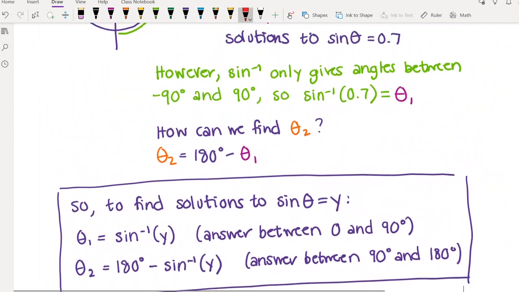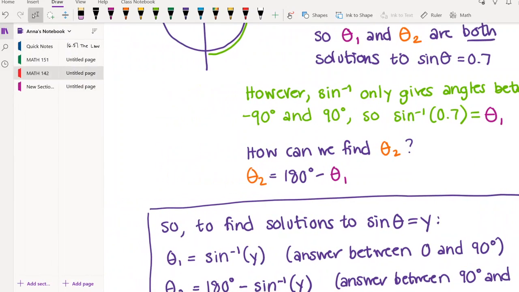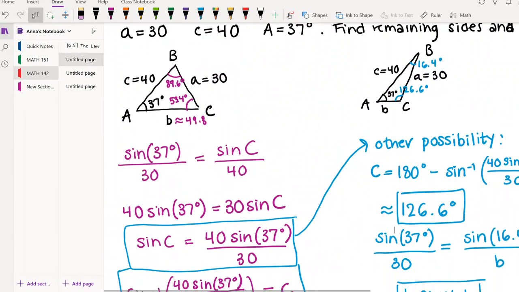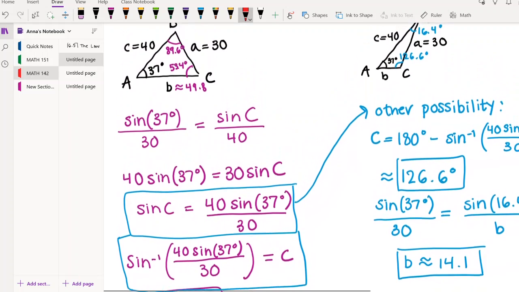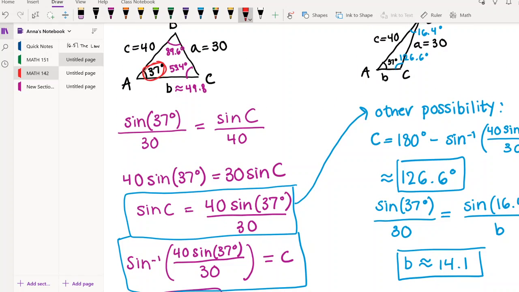But in this case, it did. Sorry, let me find here. This case, it did, right? Because in this case, the other angle we got was 126.6, and when we added that to the angle that already existed in our triangle, it was fine. So it depends on the triangle.